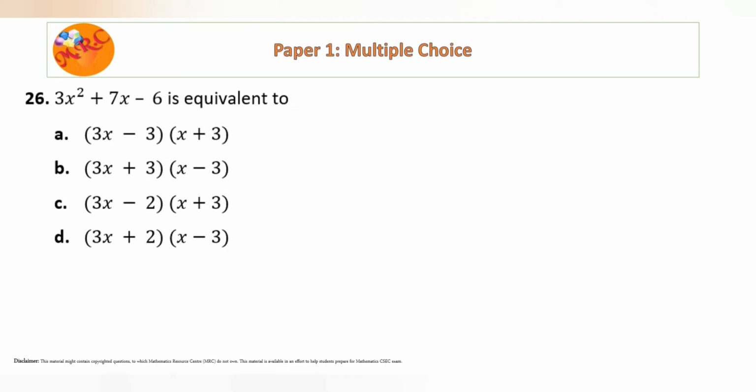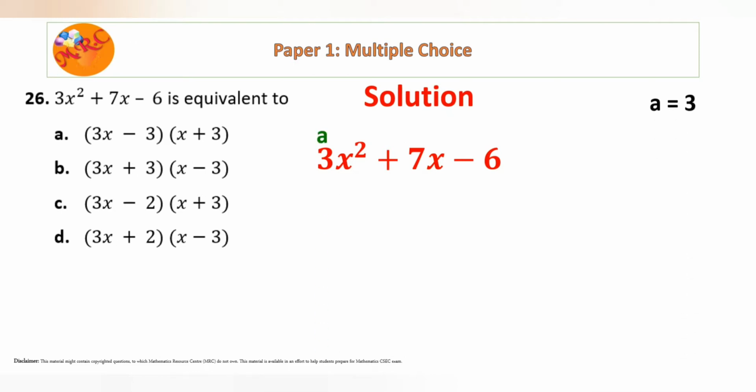So this is factorization, right? So the first thing is we're going to write down our expression. So that's 3x squared plus 7x minus 6. Good. The next thing that we're going to do is to identify our A, B, and C. So 3 is our A, 7 is our B, and negative 6 is our C.